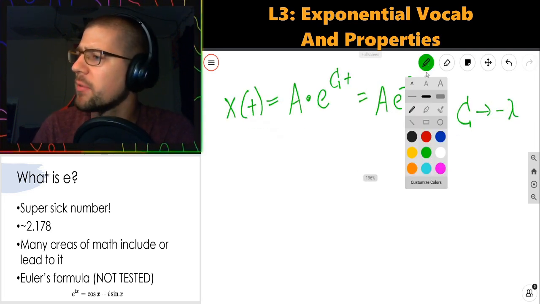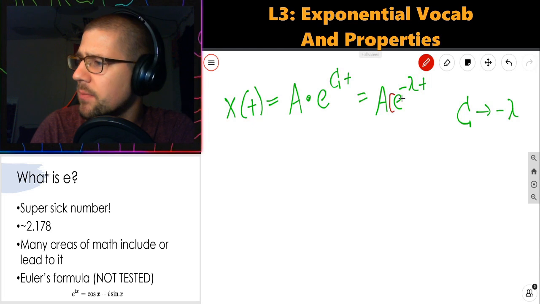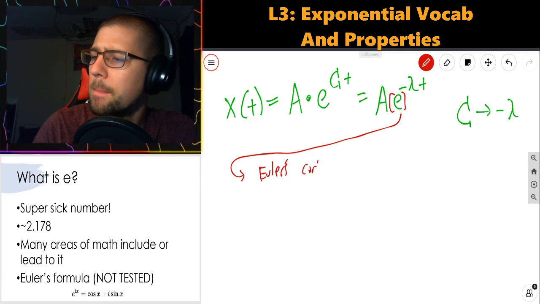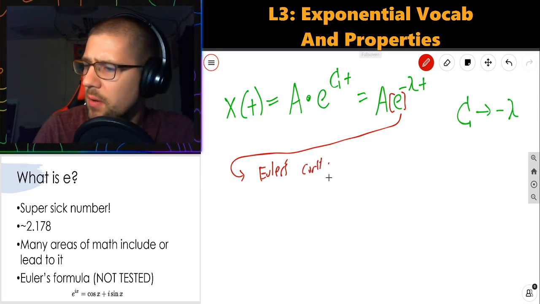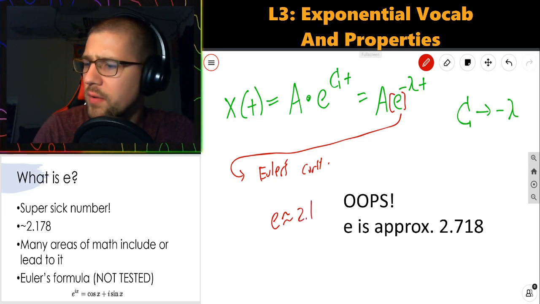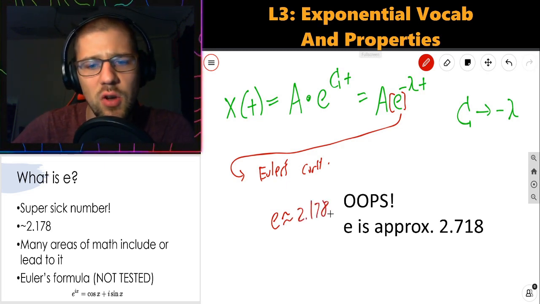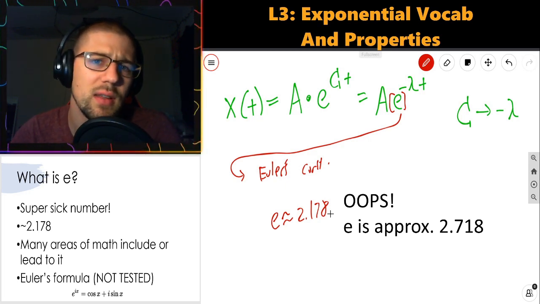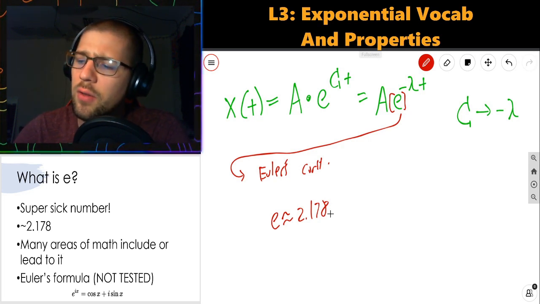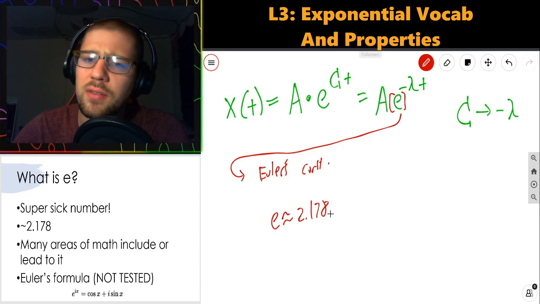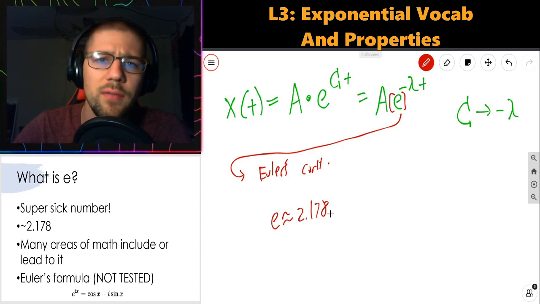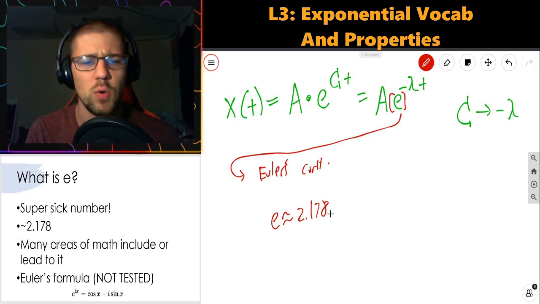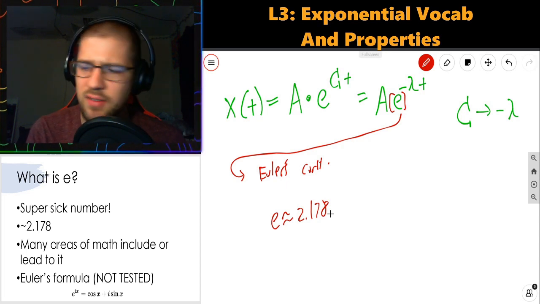So what I'm honing in on right now is e. E is called Euler's constant. It's just a number. E is approximately 2.718. There are many ways that you can get to e. Many areas of math get there. You can get it as the solution to a certain kind of series, which is just a bunch of numbers added together. You can find it in finance as basically the limit of compound interest as you take the time between compounding to zero. So that's all I'll say about that. Feel free to look it up.